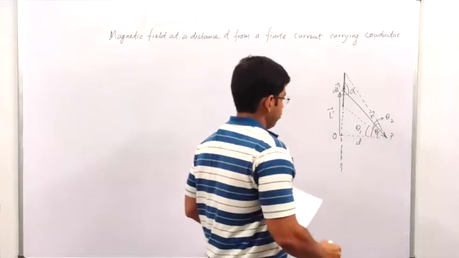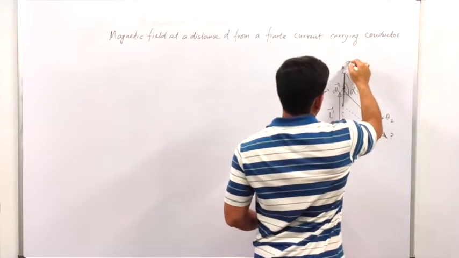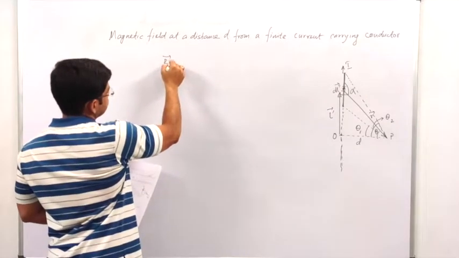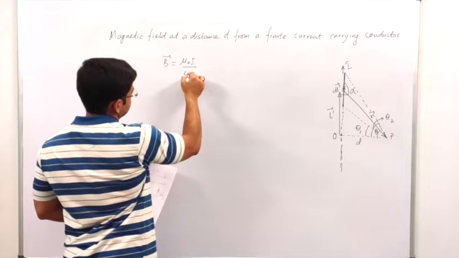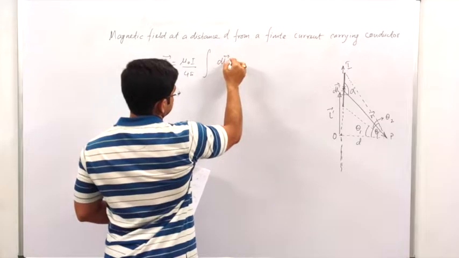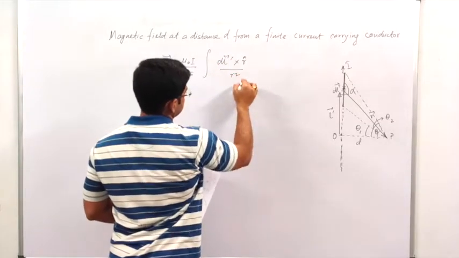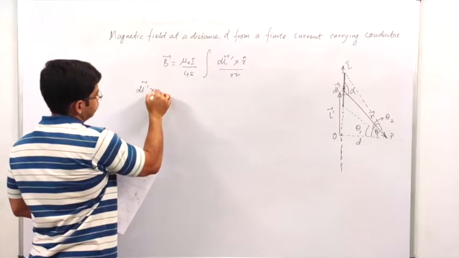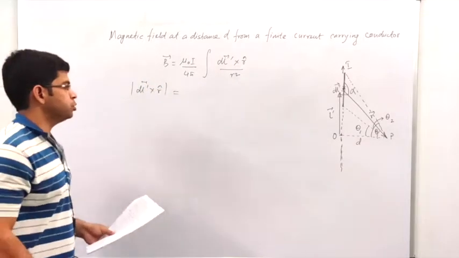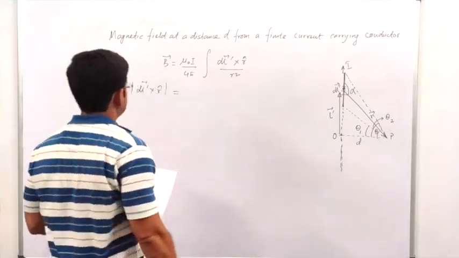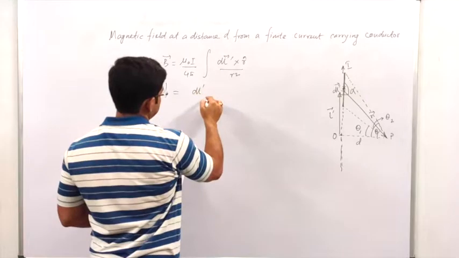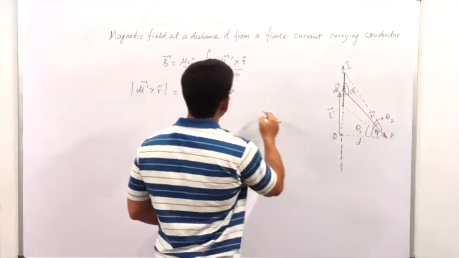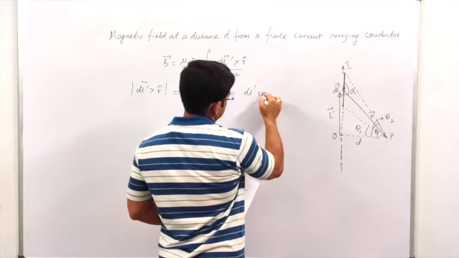So now we have a current I here. So the magnetic field will be mu 0 I by 4 pi integral of dl prime cross r by r square. First we need to calculate dl prime cross r and its magnitude. So since the angle is alpha, this will be dl prime sine alpha, and this angle is theta, so this will be equal to dl prime cos theta.